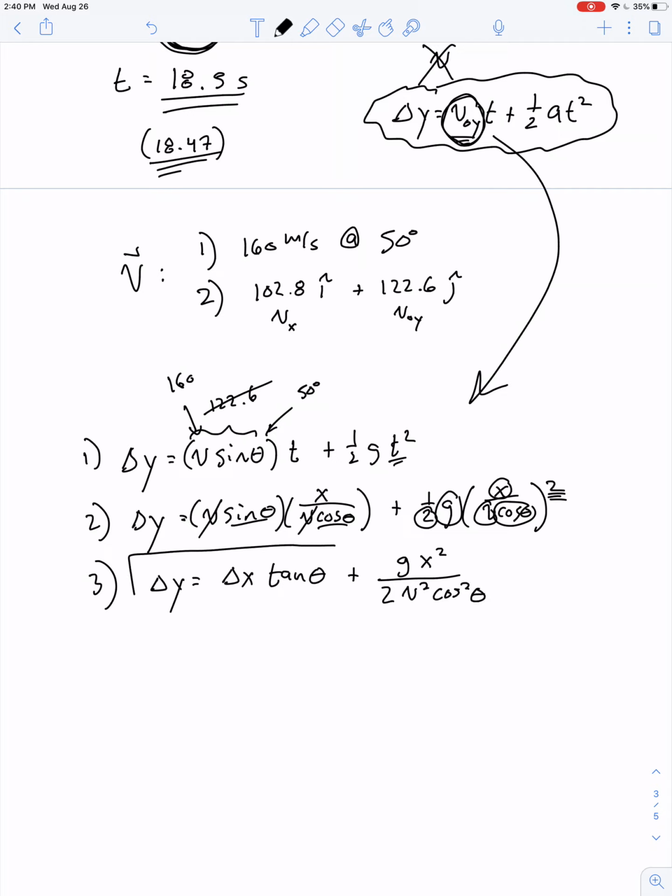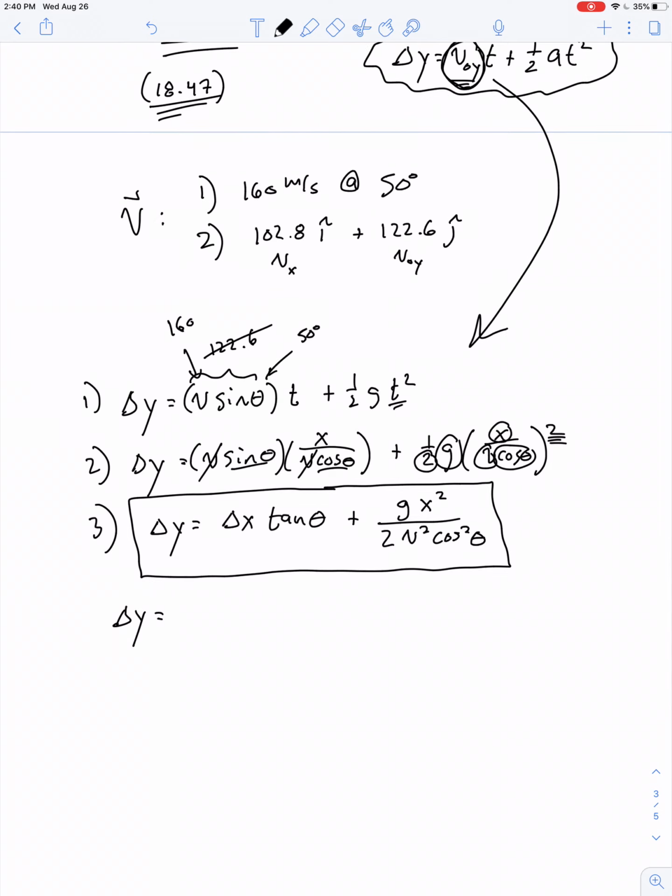So if you want, we could answer this question of how high along the hillside all in one step. Let's see, this would give us delta y equals 1,900 times the tangent of 50 degrees plus negative 9.8 times 1,900 quantity squared, all divided by 2 times 160 squared times the cosine of 50 degrees, all that squared. Okay, let's see what we get.